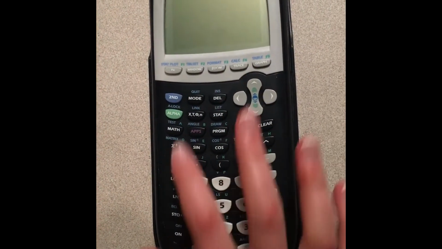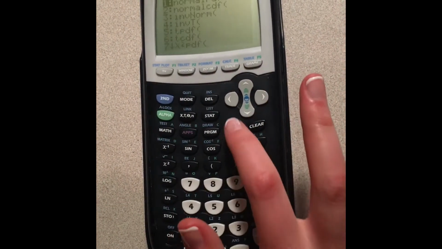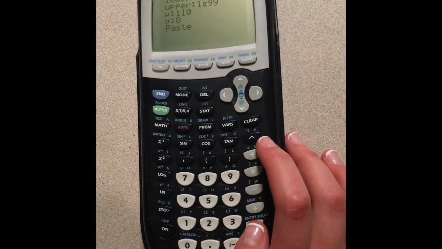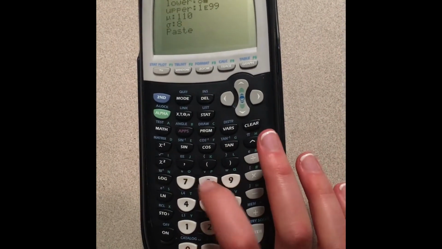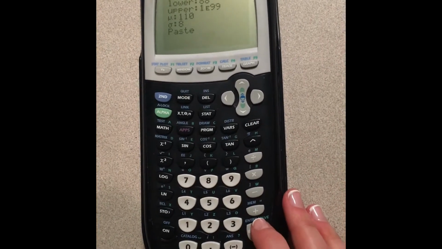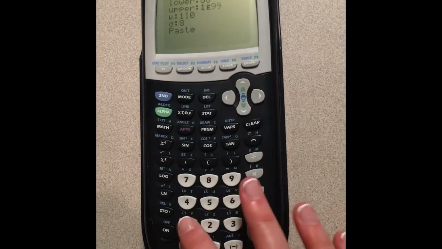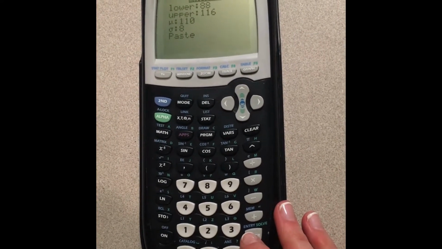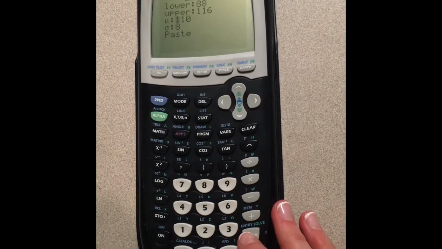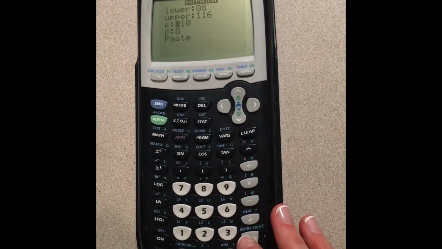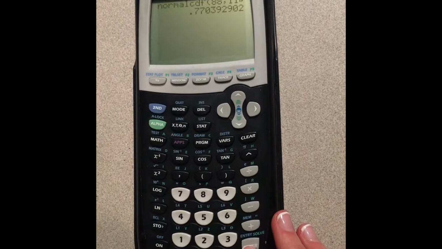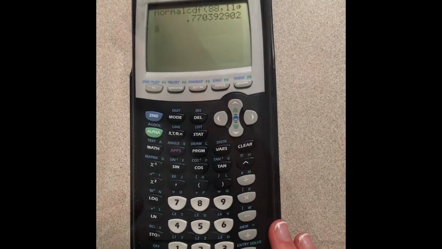In the calculator, press second, vars, 2, which is normal CDF. Then plug in 88 for the lower value, 116 for the upper, and keep 110 and 8 as the mean and standard deviation, which should have been in the calculator from the previous part of question 3. After pressing enter, we get 0.770392902, which we can round to 0.770 to give us an answer to 3 significant figures.